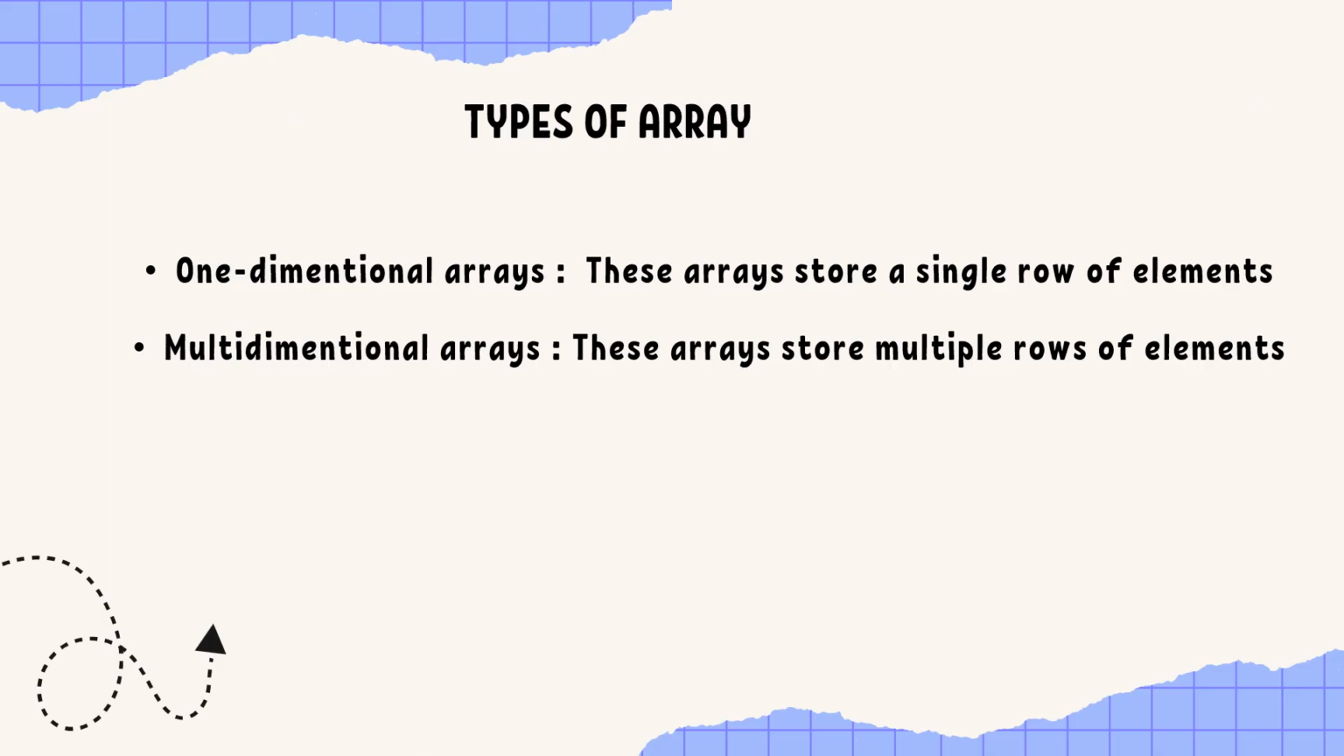When talking about types of arrays, there are two types of array. First one is one-dimensional array. These arrays store a single row of elements. Next one is multi-dimensional arrays. These arrays store multiple rows of elements. I have included one picture in previous slides. You can go and visit examples for one-dimensional arrays and multi-dimensional arrays.